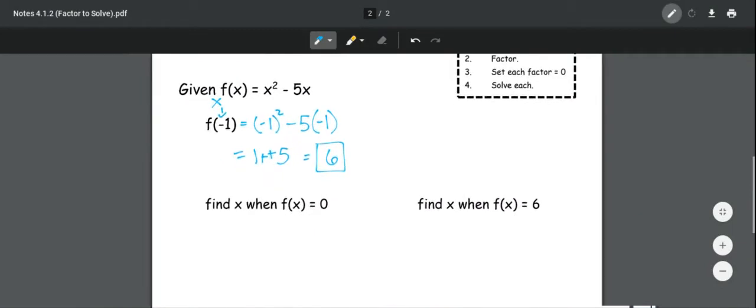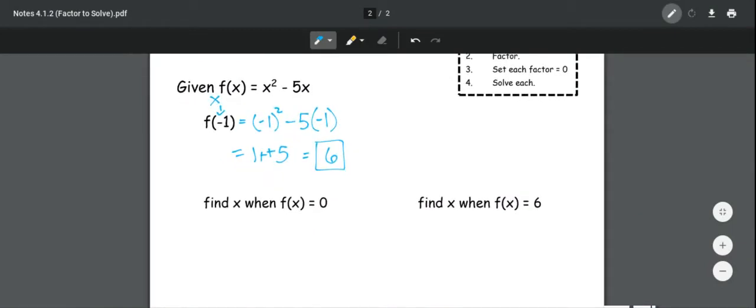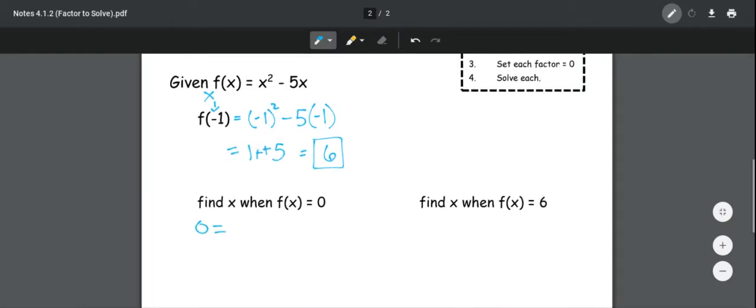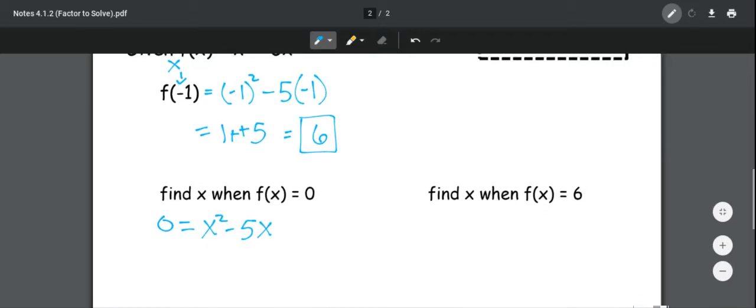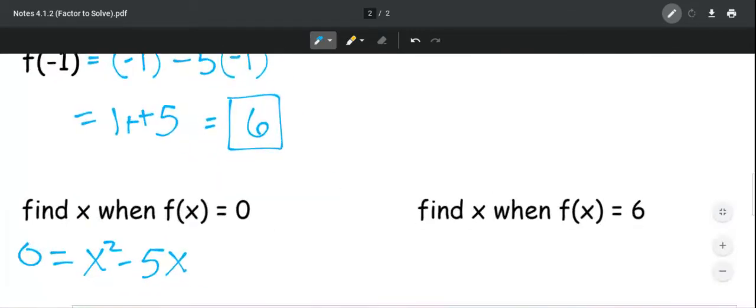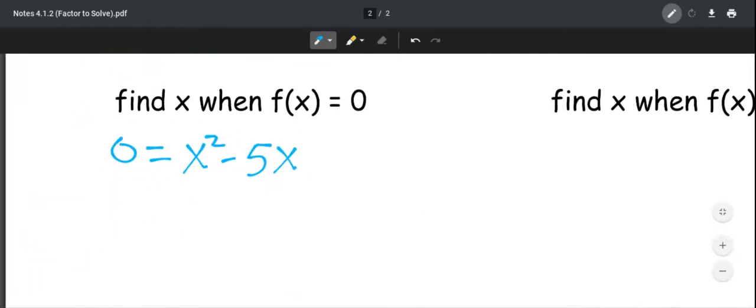Okay, so now find x when f of x is 0. So then I put in a 0 and x squared minus 5x. Okay, so get it equal to 0 is step 1. Well, it's already equal to 0, so we're good. So our next job is to factor. So remember, when we factor completely, we needed to take out a GCF. So your GCF in this case is going to be an x.